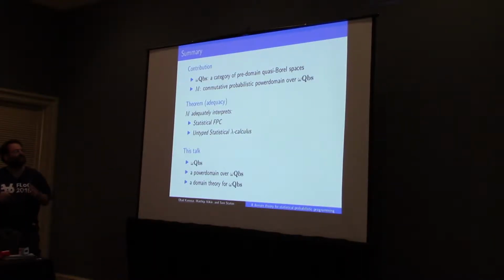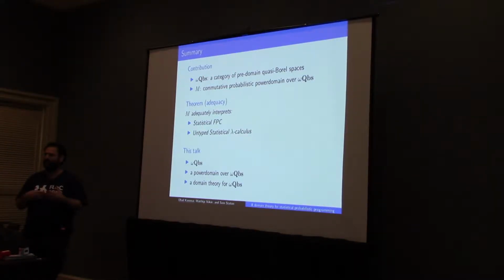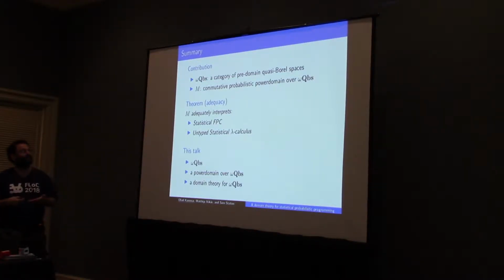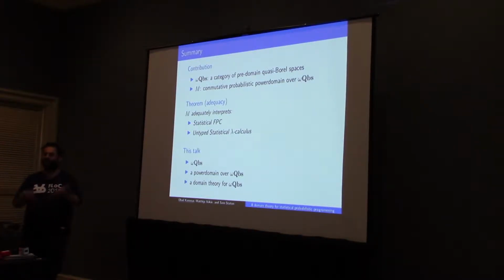So what's the contribution here? We have a category of pre-domains, of omega CPOs with quasi-Borel space structure, called omega QBS. And we have a power domain construction on it that is commutative. And you can use these two pieces of semantics to interpret a probabilistic language with recursive types and higher-order functions that is commutative. In particular, we have a language that is a variation of FPC, we call statistical FPC because it has statistical constructs, or you can interpret an untyped lambda calculus as well.